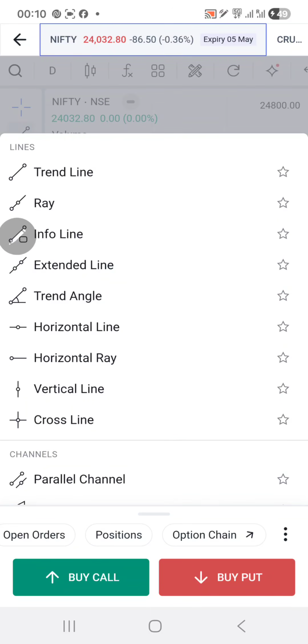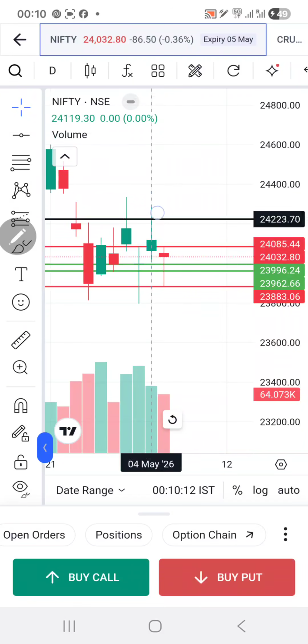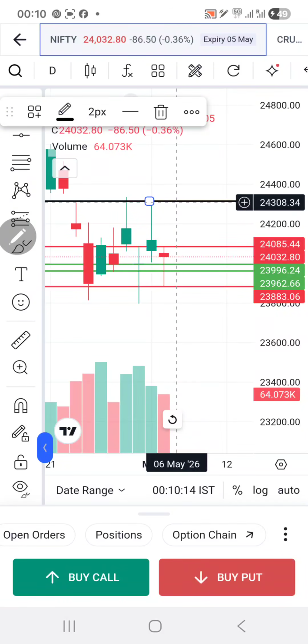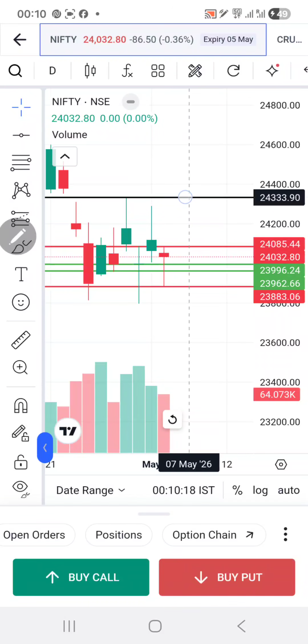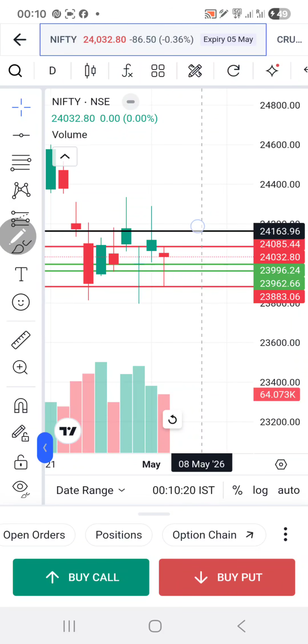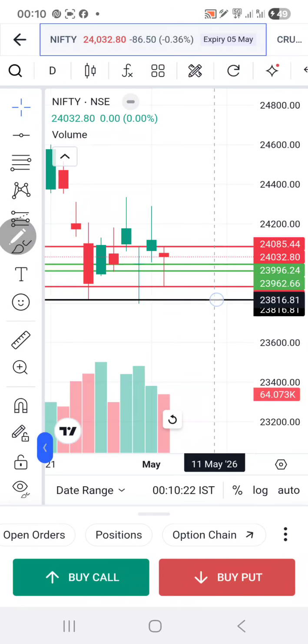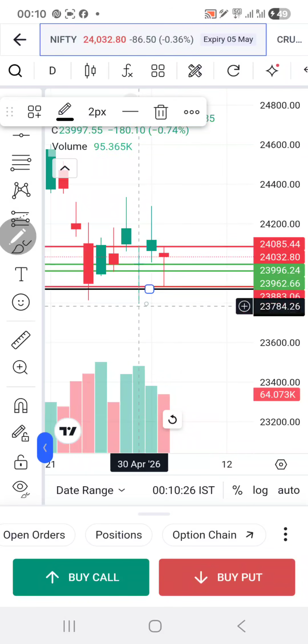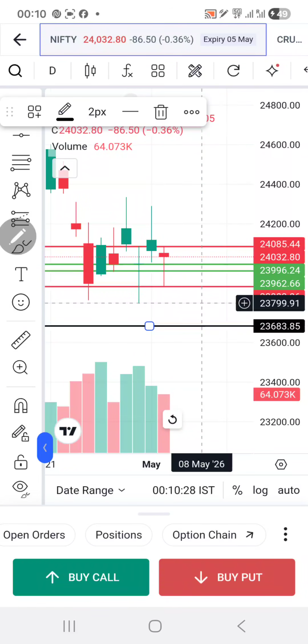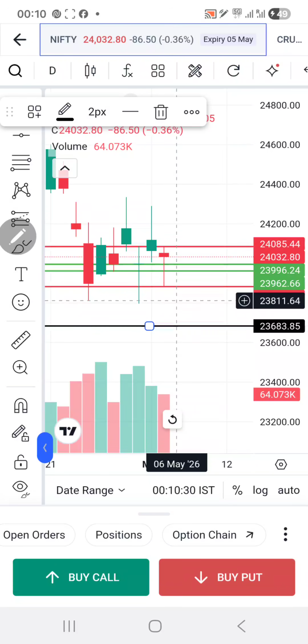Near these levels, 24,300, it's not holding. Whenever the market reaches here, it's falling down with upper wicks. And when the market reaches around 23,800 to 23,900, the market is capturing the move up. So that means buy on dips and sell on rise, right?